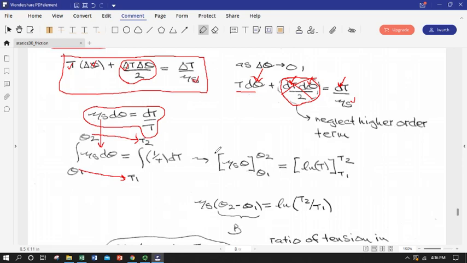Okay, so I evaluate this integral. Basically the integral of a constant with respect to theta is just going to be theta, and I'm going to evaluate that between these two limits.